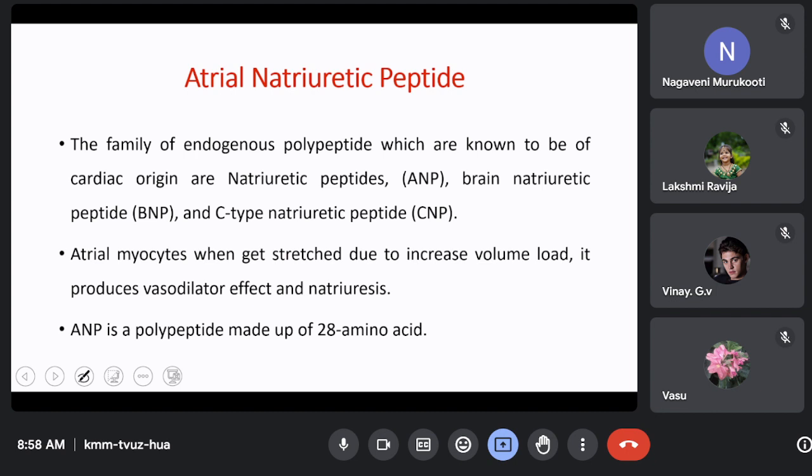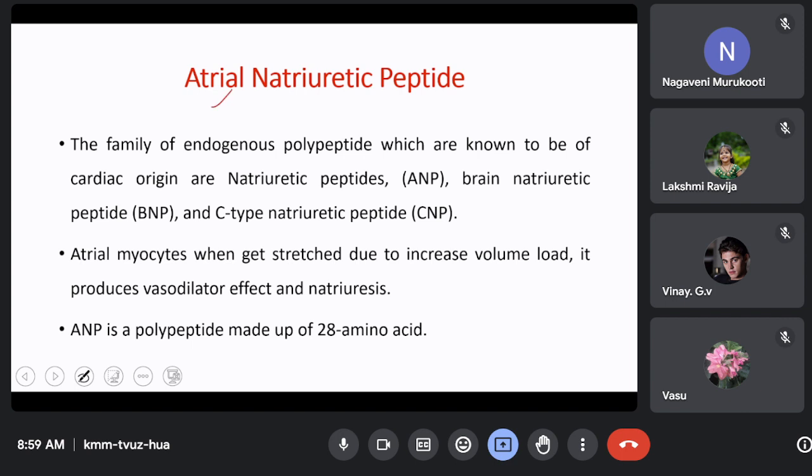Now let us see atrial natriuretic peptide. We see there are so many second messengers. One of them is cyclic AMP, and another one is cyclic GMP. And for atrial natriuretic peptide, scientists say cyclic GMP acts as the second messenger.